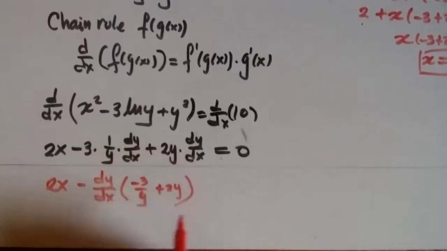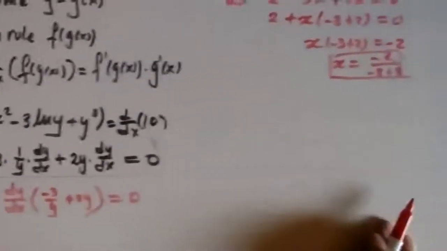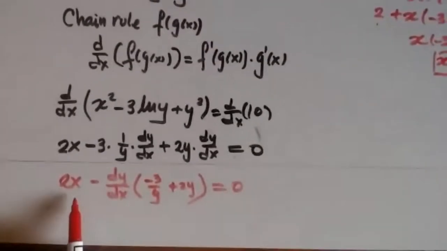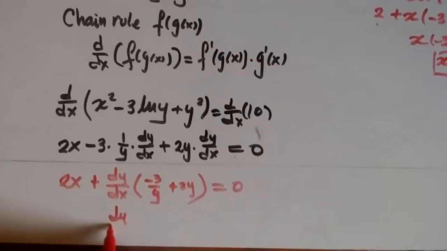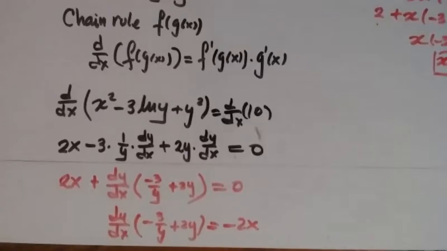Plus 2y, parentheses, equals 0. Now, exactly as I did in my basic equations, I move the 2x. So I have, no, this is plus right here: dy/dx, parentheses, negative 3/y plus 2y, equals negative 2x, correct?